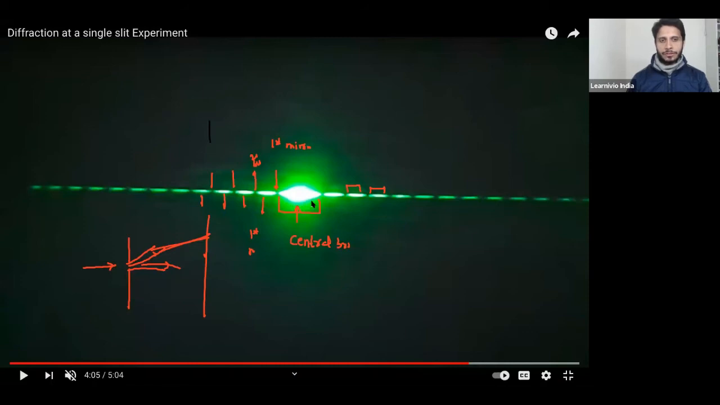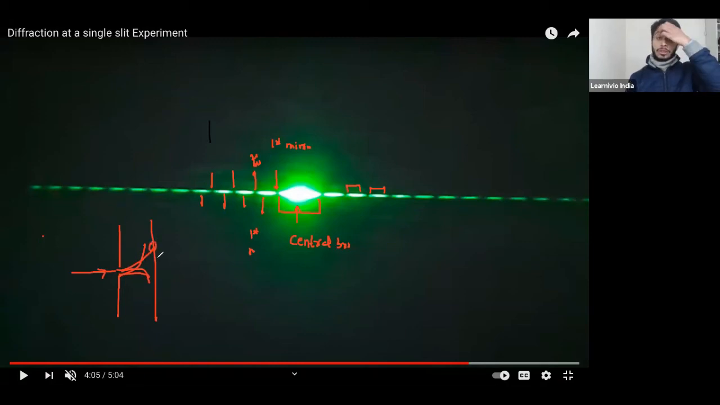I'm repeating it again. In this experiment, we take a single slit of a very narrow width. We allow light waves to pass through it. When light waves pass through it, they bend. Due to bending, these waves superimpose with each other, and on the screen, due to this superposition, you will get bright and dark fringes. At the center, you get the central bright fringe.